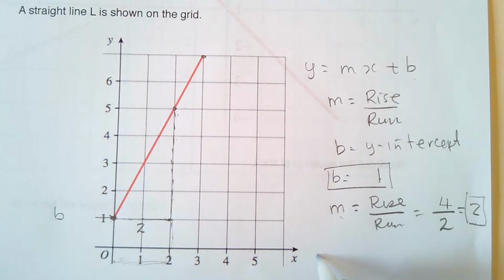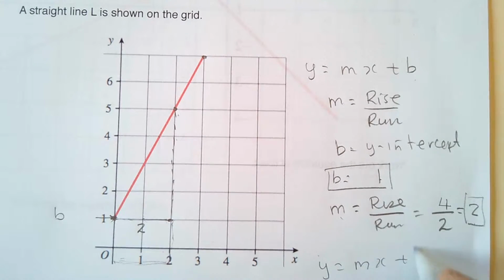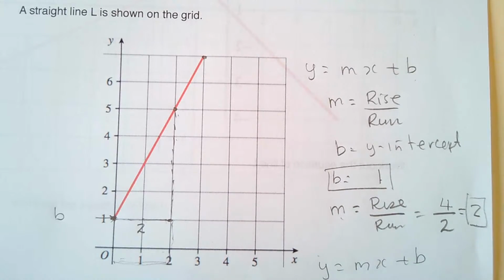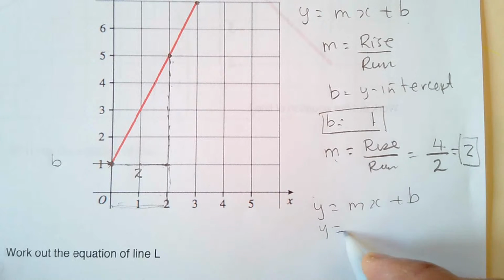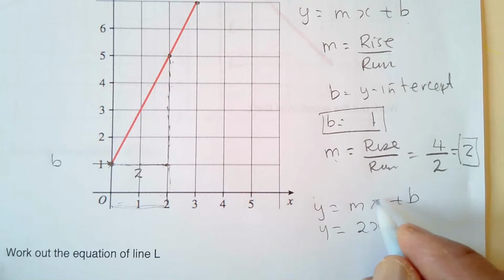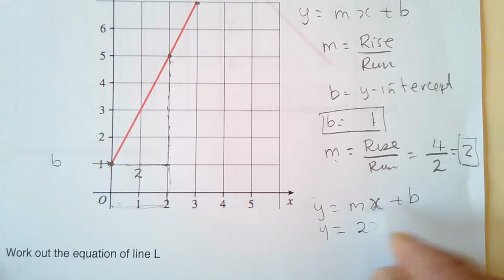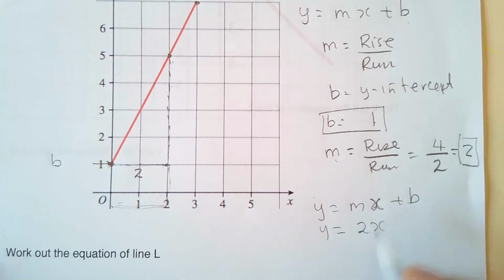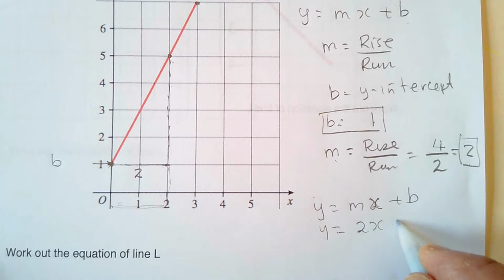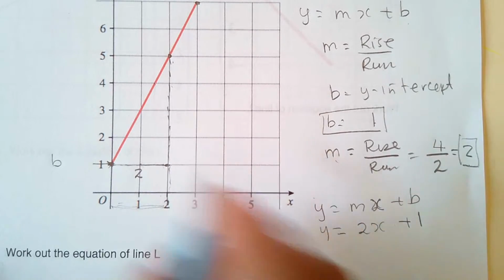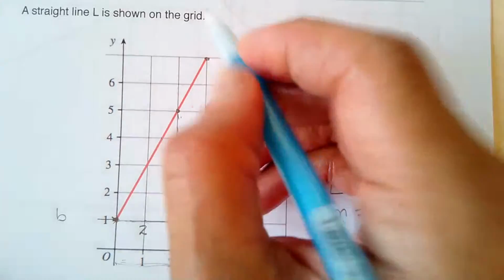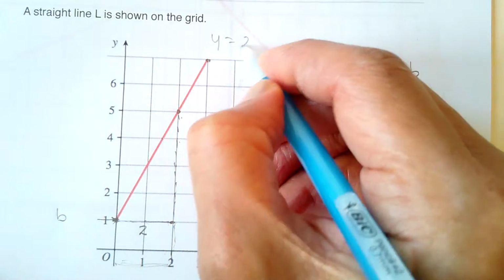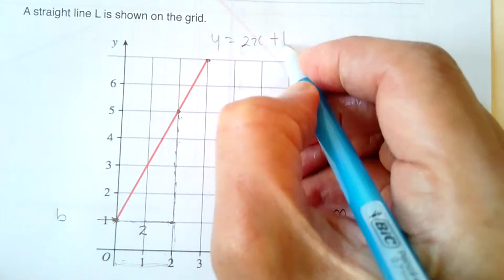So my equation then is y is equal to mx plus b. Y is equal to m, which is 2x. Remember, these variables are there. You don't change them. Plus 1. So that's the equation of this line. So this is y is equal to 2x plus 1.